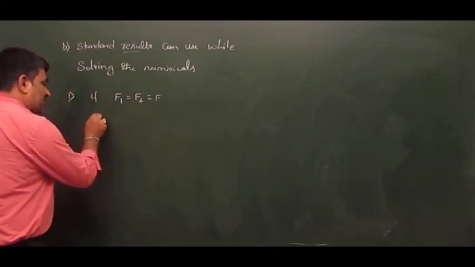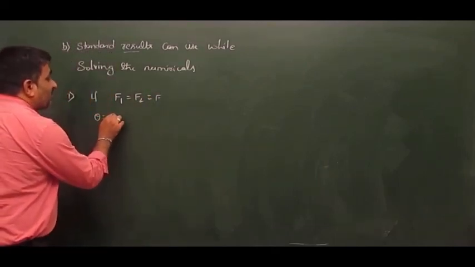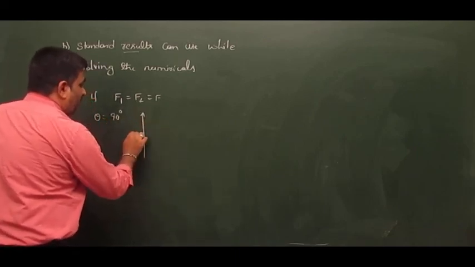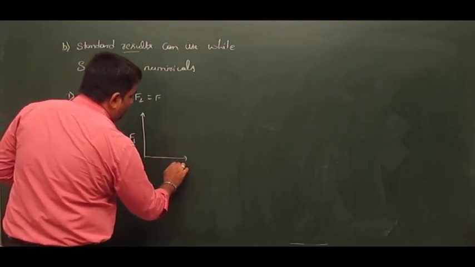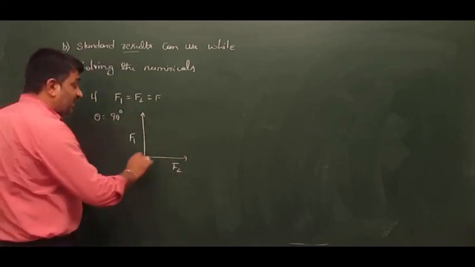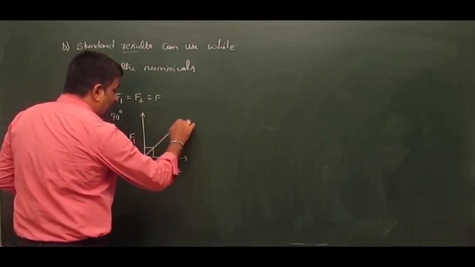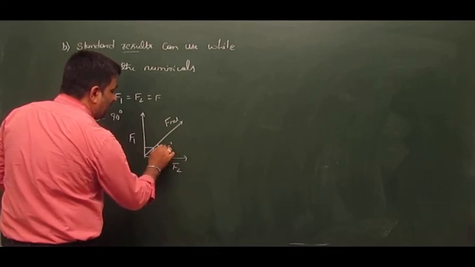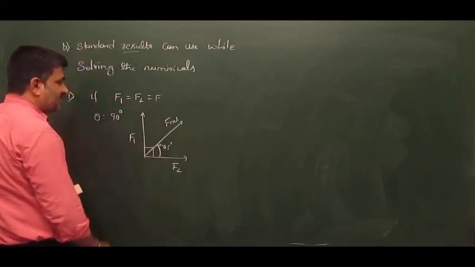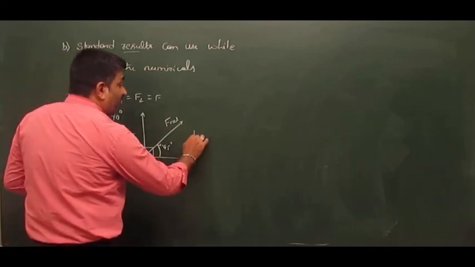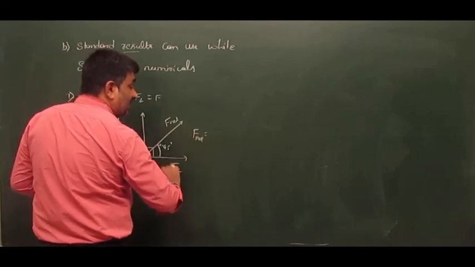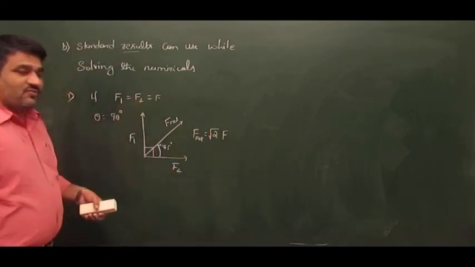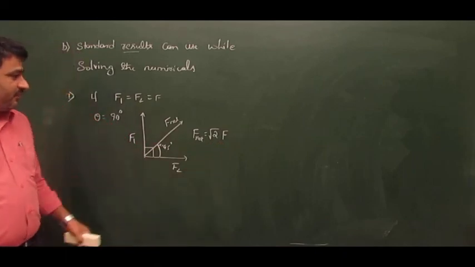So in the first case, the angle theta is equal to 90 degrees. See here, F1 and F2 are acting at 90 degrees, right angles to each other. Then the resultant force is F net. The angle is 45 degrees, that is alpha is equal to 45 degrees, theta is 90 degrees. Then the resultant force F net can be written directly as square root of 2 into F, the magnitude of the force F.